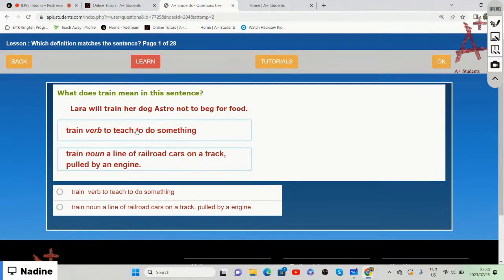So we need to choose the correct option. So is it either option one, which is train, verb, to teach to do something, or train, which is a noun, a line of railroad cars on a track pulled by an engine, right? And once again, the sentence is Laura will train her dog Astro not to beg for food. So we need to match the correct definition with the sentence.